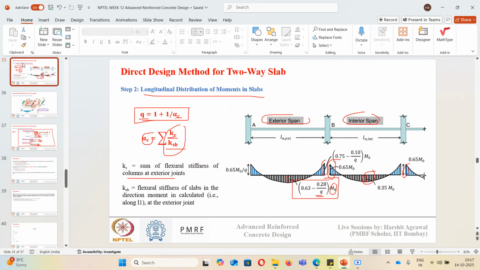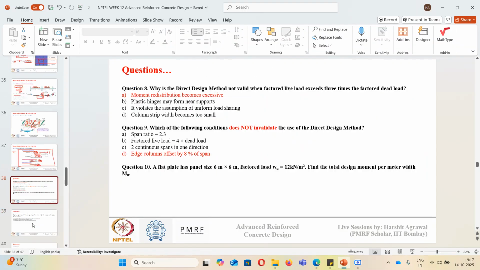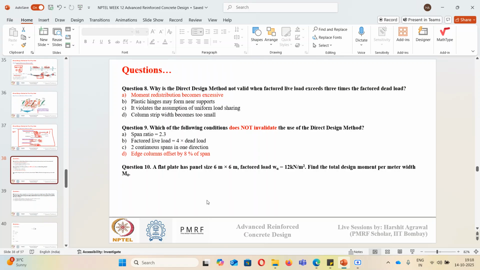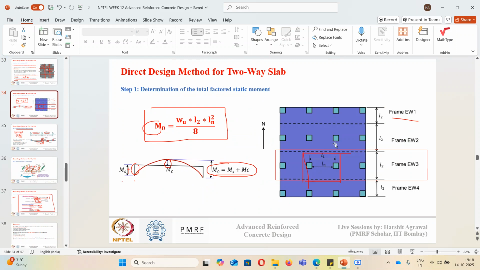So you need to remember these assumptions. One question can be asked just based on the assumptions. You need to remember what all the conditions are for the application of the direct design method. Now, question number 10. I have a flat plate system which has a panel size. I have given you one such panel. This is the panel that I am talking about.